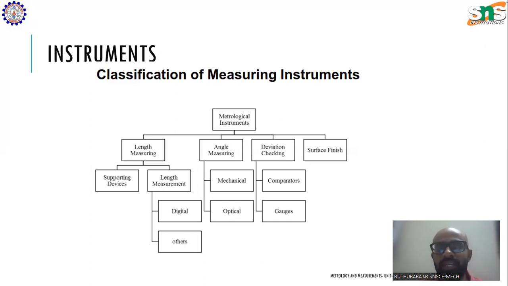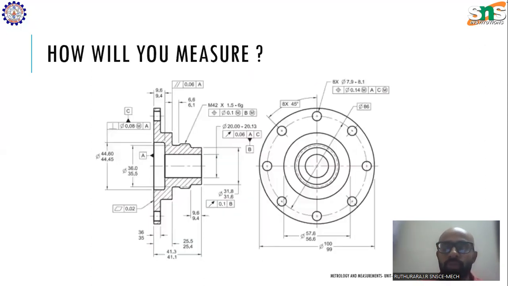So we have linear measuring instruments, angular measuring instruments, and deviation checking instruments. Deviation checking instruments can be used for measuring parallelism, perpendicularity, straightness, etc. And then the surface finish measuring instruments. All these instruments together are combined to measure and ensure the quality of a coupling like this. Every component has to be ensured. As you can see here, there are some 10 to 20 odd dimensions which have to be checked for this particular component itself.